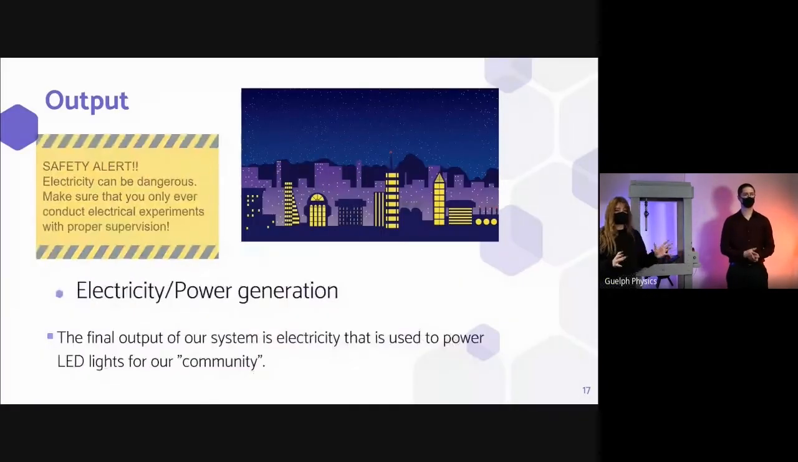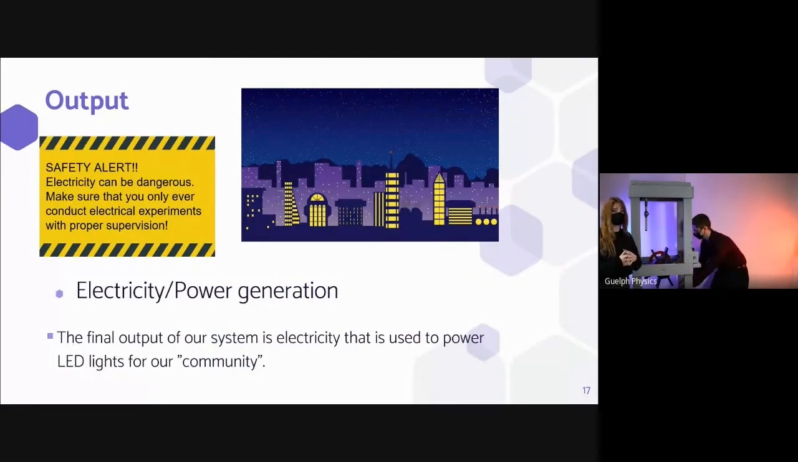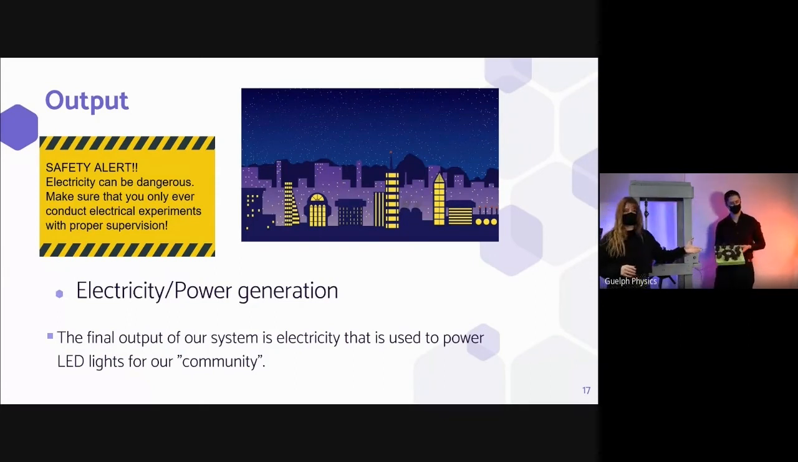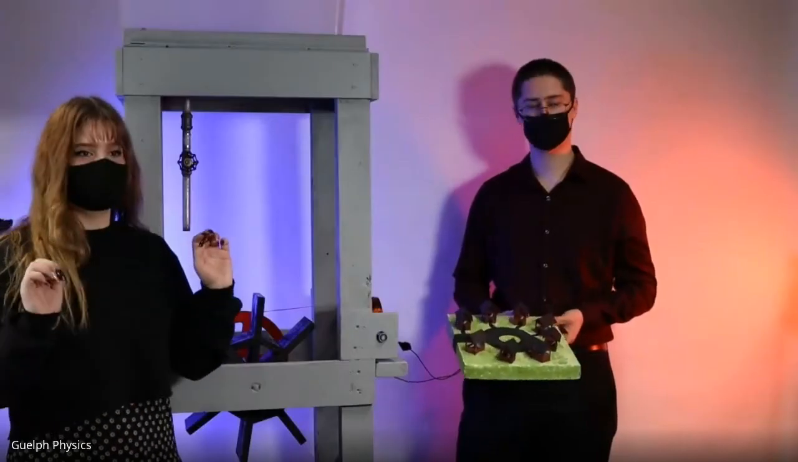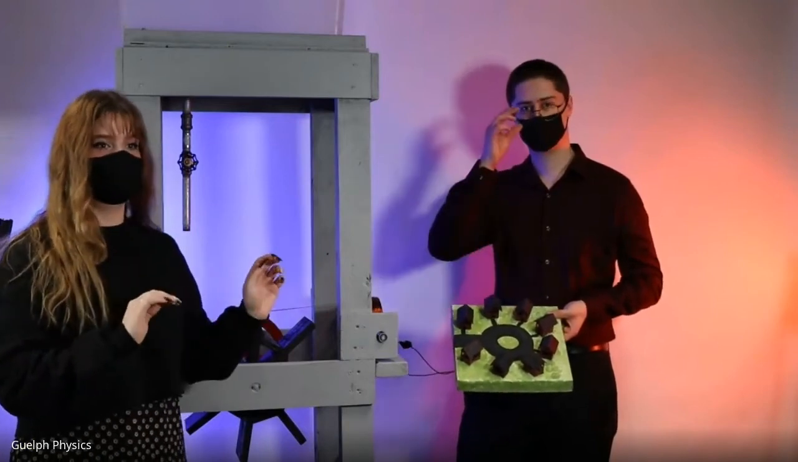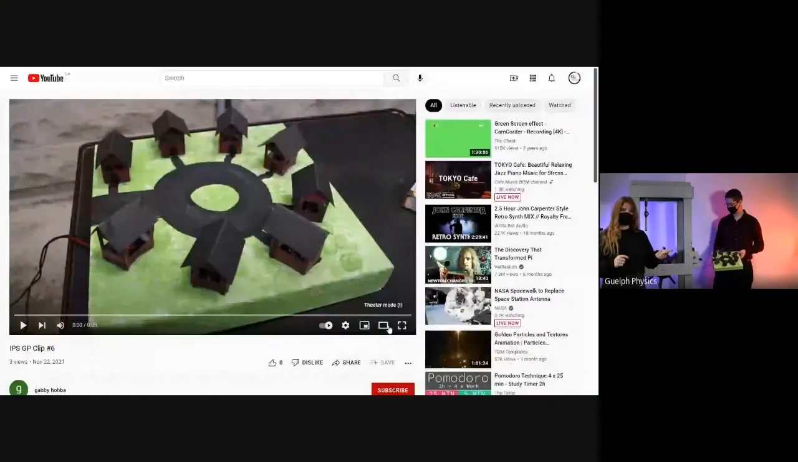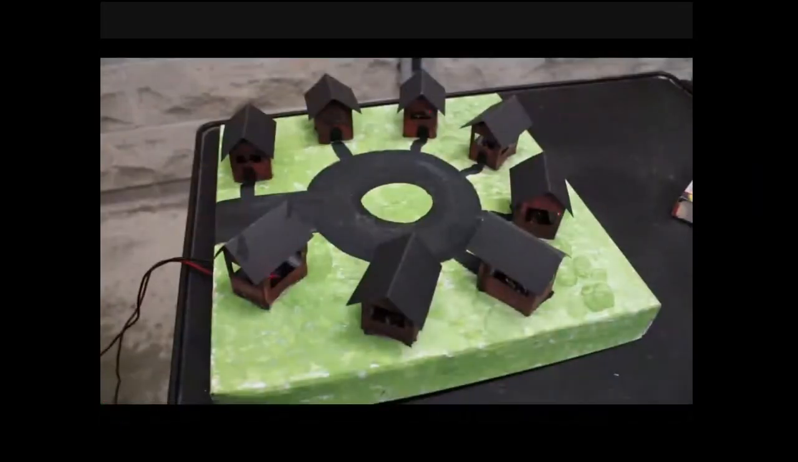we use the electricity to create our output, which is electricity and power generation, which we saw in the original video, to power the little lights in our model city. And if we go to the next slide, we can see the video up close and personal. In this video, we can see the little flashing lights in the houses, and that is caused by the rotation of the magnet. So each rotation of the magnet causes a flash, and yeah, so we can see that there. Then I'm going to throw it right on back to Quaid.